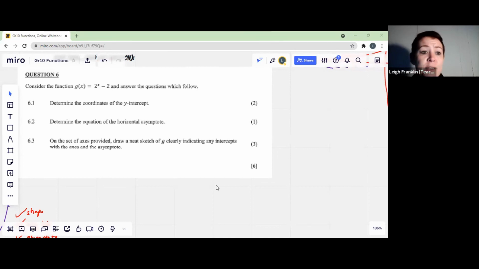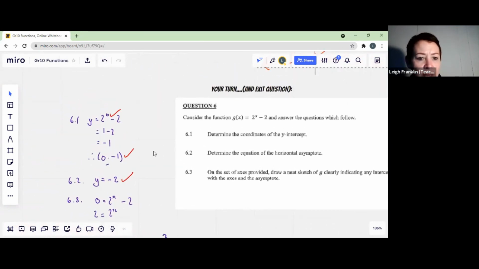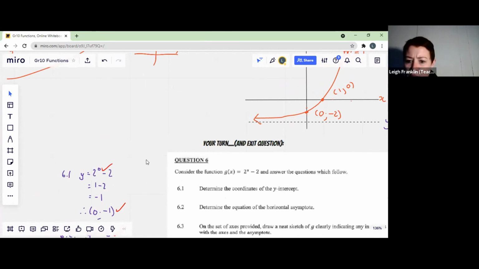All right. So first things first, consider the function g of x equals 2 to the x minus 2 and answer the questions which follow. In 6.1, determine the coordinates of the y-intercept, and that was out of 2 marks. So this is a typical exam question. Would anybody who's managed to do this like to tell me what you got for 6.1? You can either unmute your mic, say on got -1, cool. Lovely. 0 and -1, indeed, perfect. Okay, so you're all 100% correct on that. I did the answers over here, and I also got -1. There would be 1 mark for subbing in the 0, and another mark for the -1. So the coordinates 0 and -1 is perfect.